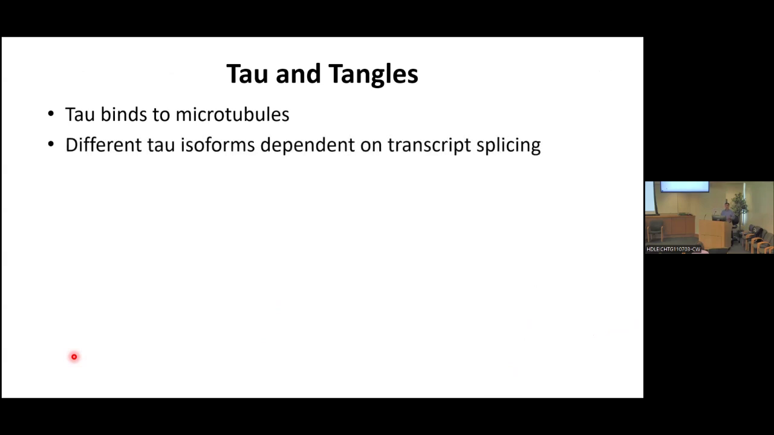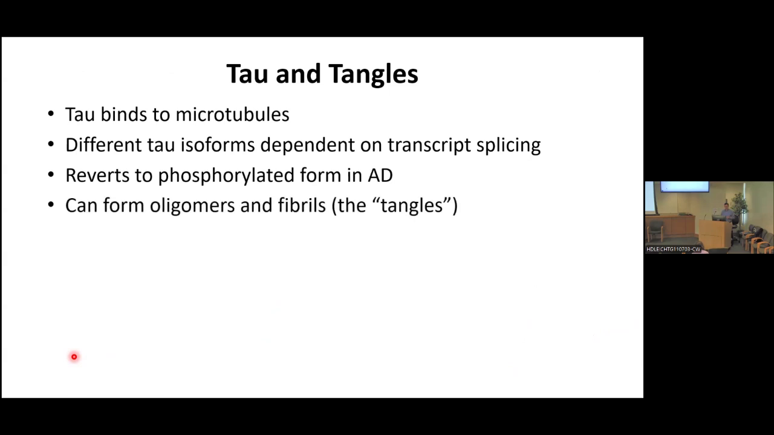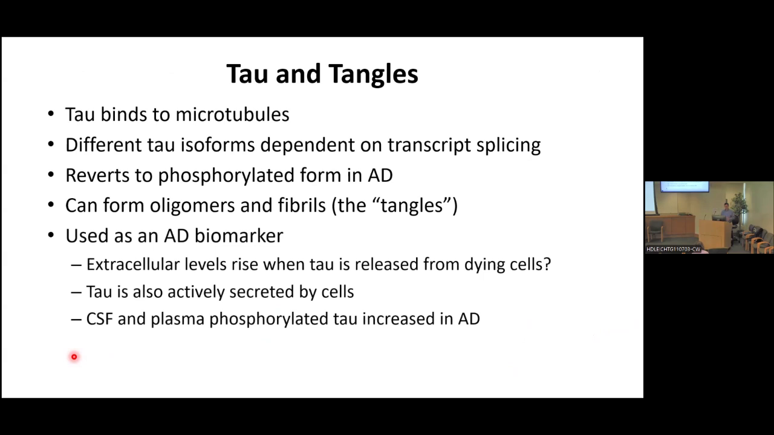What about the tau and the tangles? So the tau, of course, binds to microtubules, the cell cytoskeleton. There are different tau isoforms dependent on transcript splicing. When we're forming in utero, our tau is heavily phosphorylated, but during normal aging it's less phosphorylated, and then in Alzheimer's, it begins to phosphorylate again. It forms oligomers and fibrils, especially in its hyperphosphorylated form. And it's also used as an Alzheimer's biomarker.